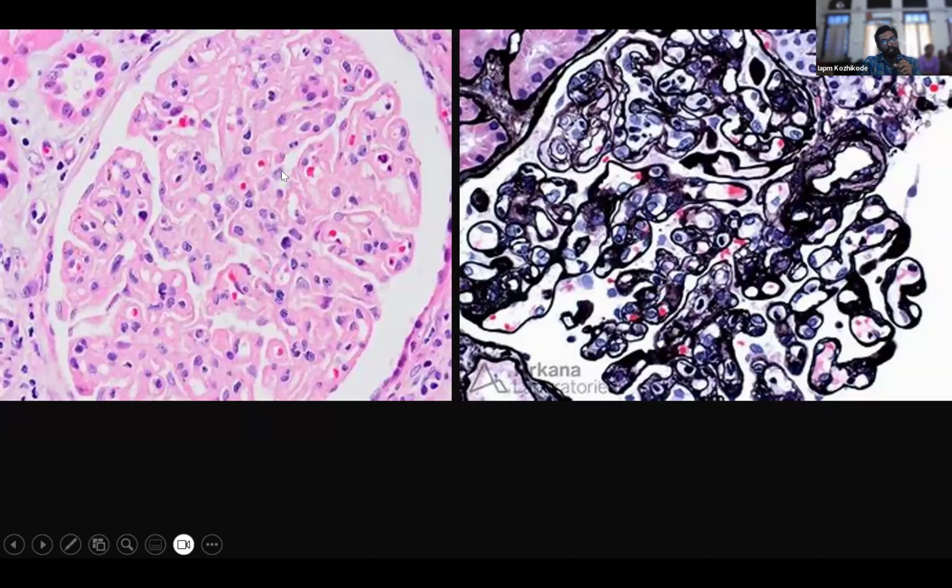If somebody sees this renal biopsy, they will tell this is the MPGN pattern. But pattern is only one part of the biopsy. So this is what is called a transplant glomerulopathy. If I do not know the history of transplant, I am going to call it an MPGN pattern.